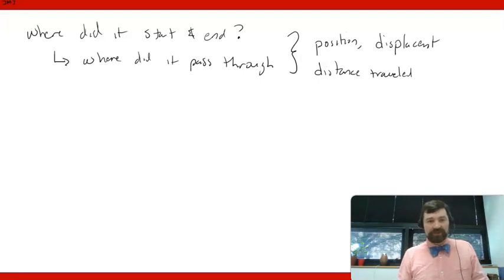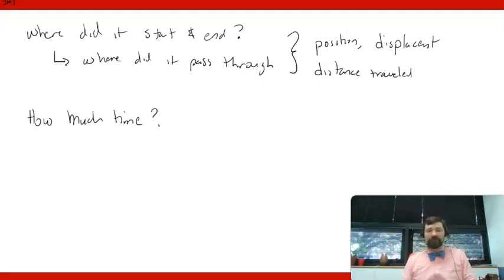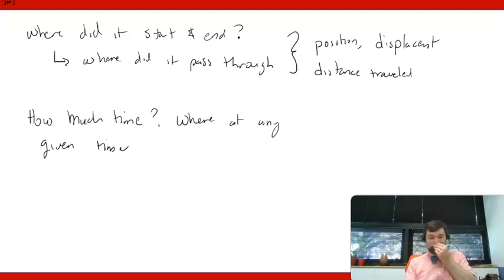Okay, there's some other stuff that could go into it. You could say how much time did anything take? And on a related note, where at any given time. So this collectively ends up being just like time, a parameter. We usually use a lowercase t for this, but I'm going to leave that off for now.